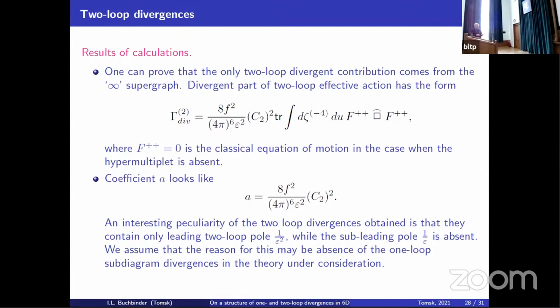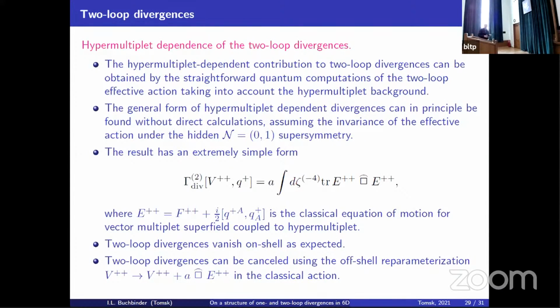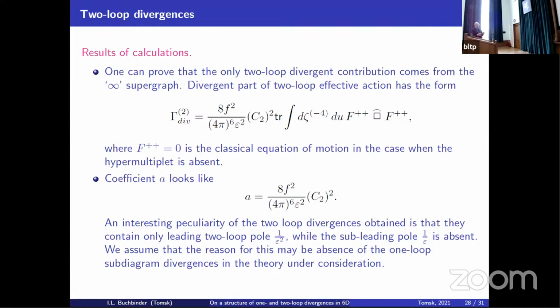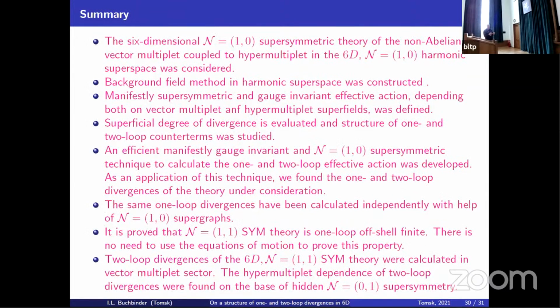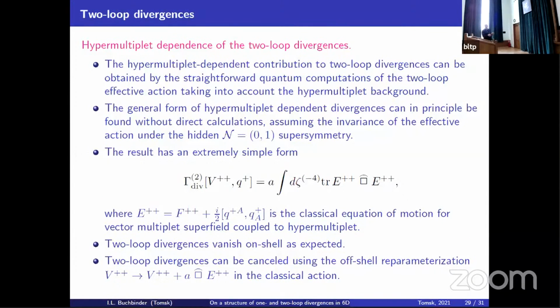And the last point, how to include the hypermultiplet. In principle, it can be calculated the same way, but there are some simple arguments to do that without calculations. So we start with this result, and impose supersymmetry under the hidden transformations.